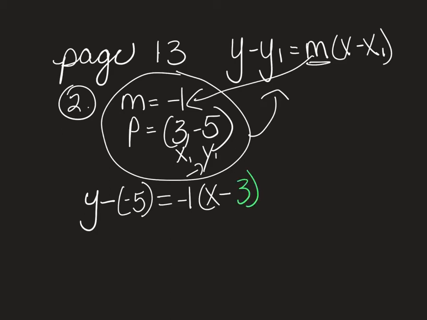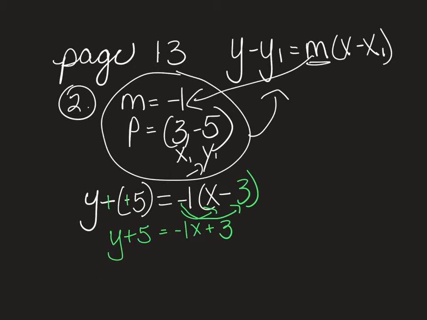Now I'm going to do my distributive property, but before I do that, I'm going to go ahead and add a line and change the sign. I'll have y plus 5 equals -1 times x is -1x, -1 times -3. Your two negatives cancel when you're multiplying, and so I would have plus 3. Okay?